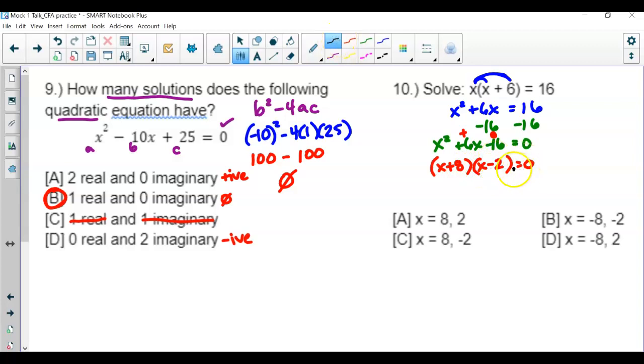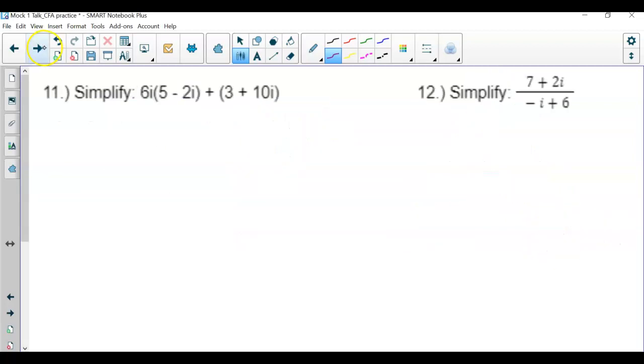Because remember, we are solving. This is all equal to 0. That is x plus 8 is equal to 0, and x minus 2 is equal to 0. That's why we switch the signs here, because when I'm subtracting 8 to solve for x, there's my negative 8. So I know it's not A or C. Then here, if I'm subtracting 2 from x, you would add 2. And there's your positive 2. So that's why the answer here is B.